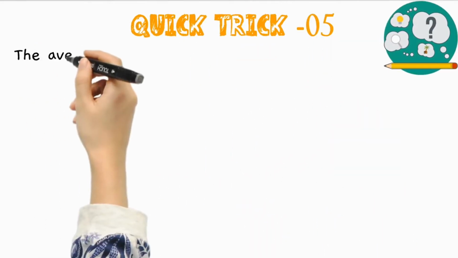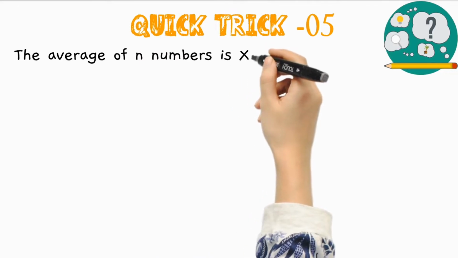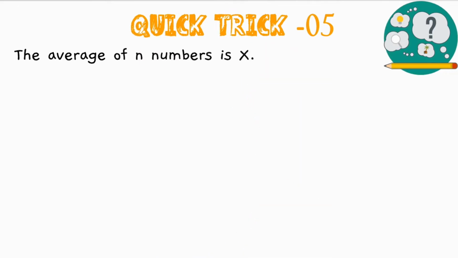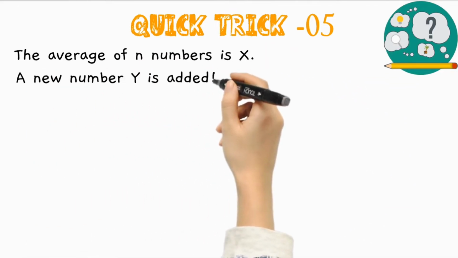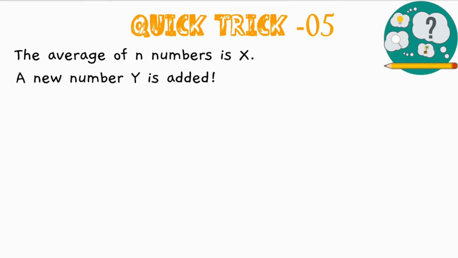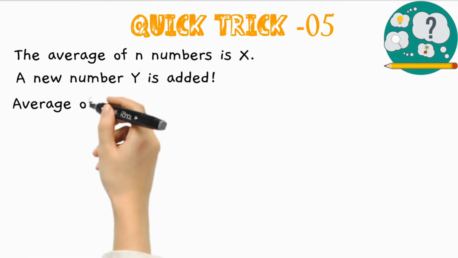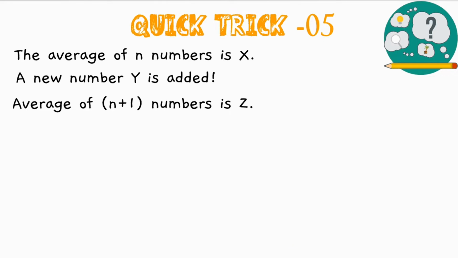Next, quick trick 5. Consider a finite set of n numbers whose average is x. A new number y is joined to this group as the n plus 1th member of the group. The new average of n plus 1 numbers is now taken as z. Here we have a good observation.